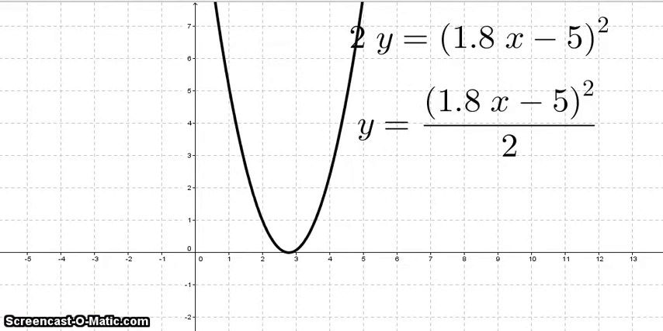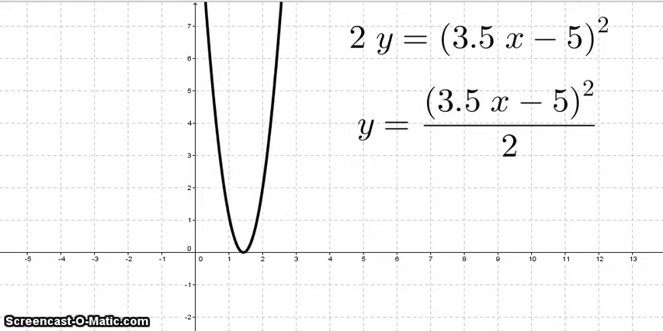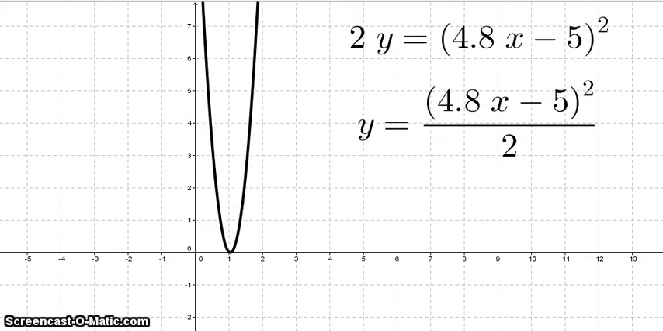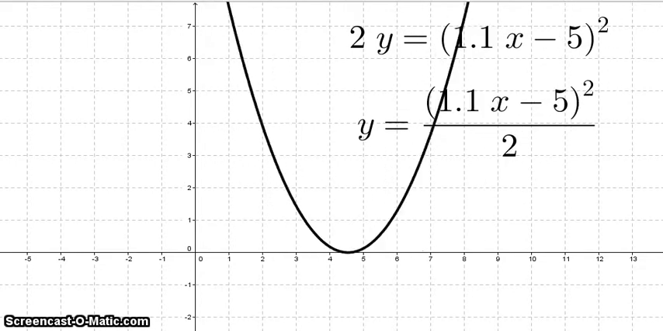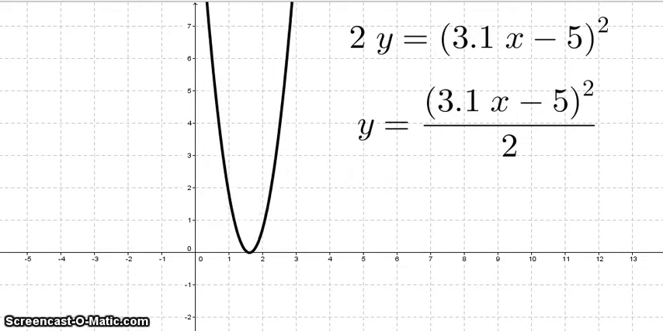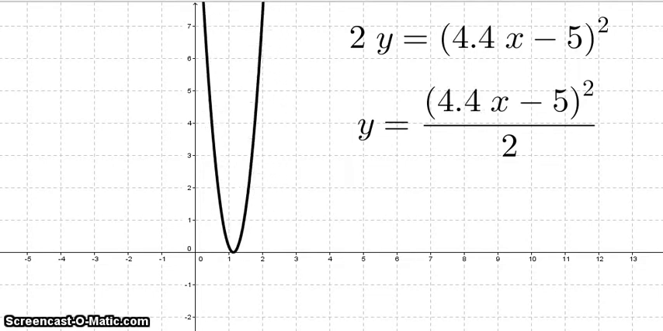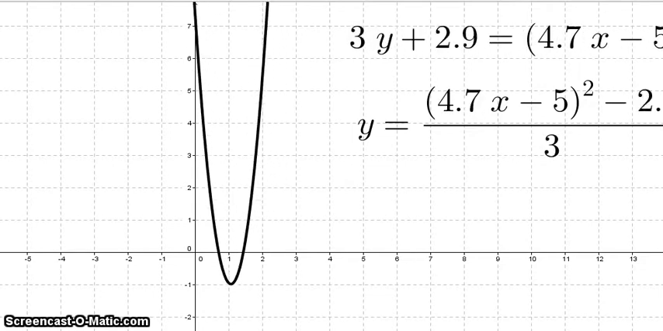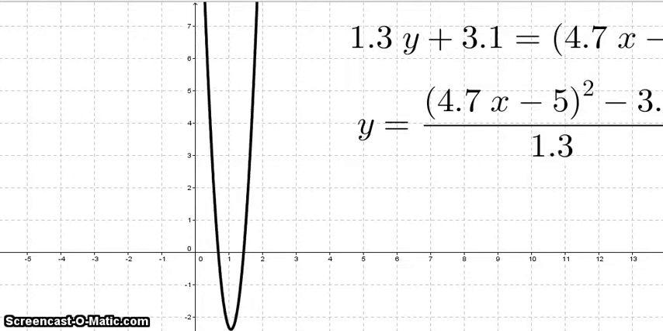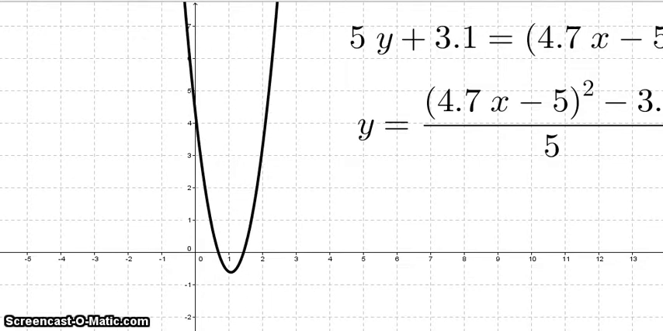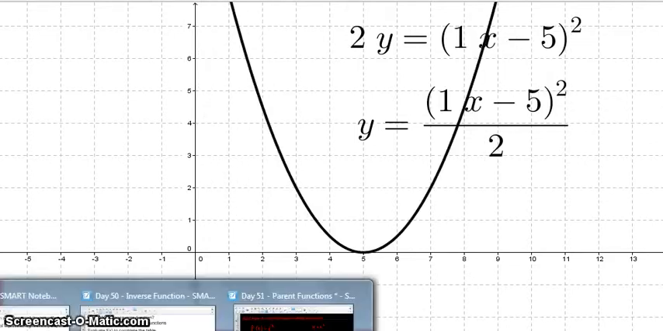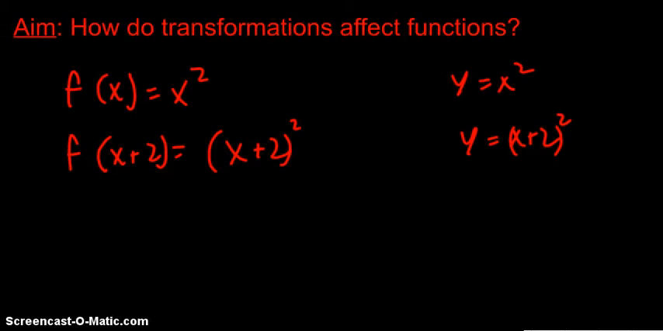Oh wait, that vertical stretch actually shifts it after. So that shifts it 5 units to the right, but the multiple actually stretches it. These compressions are actually based on the 0 values. Let me put that back.